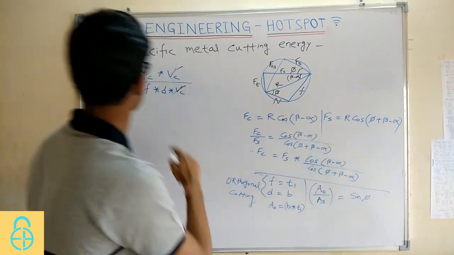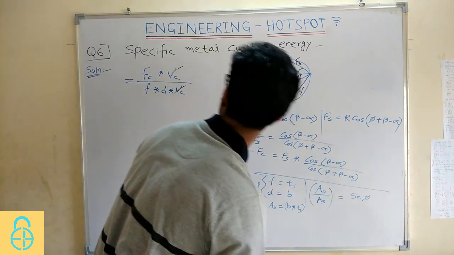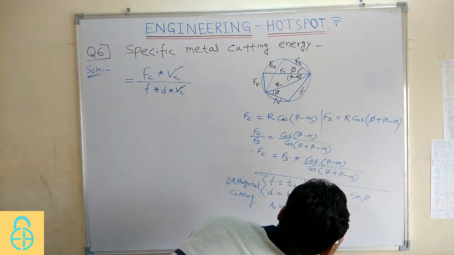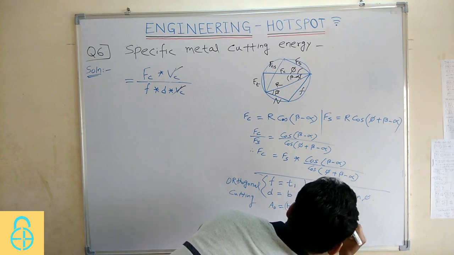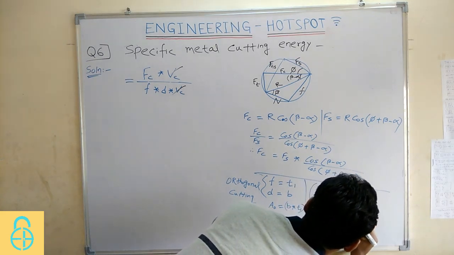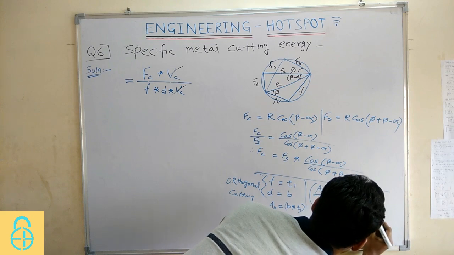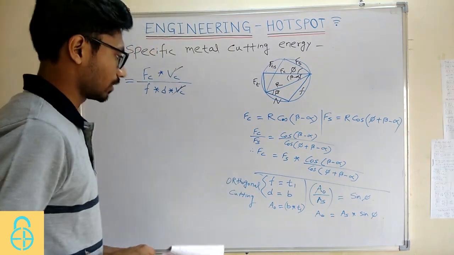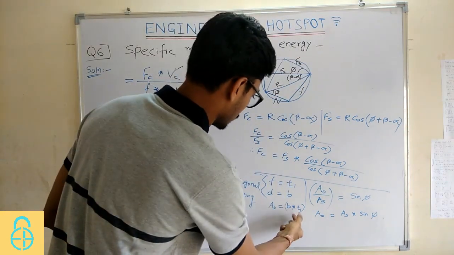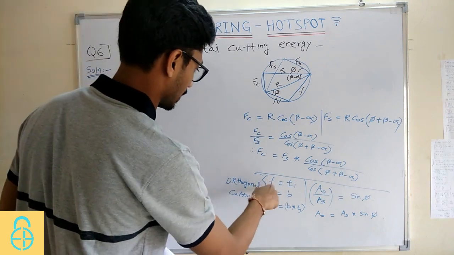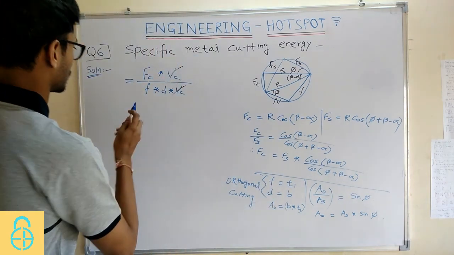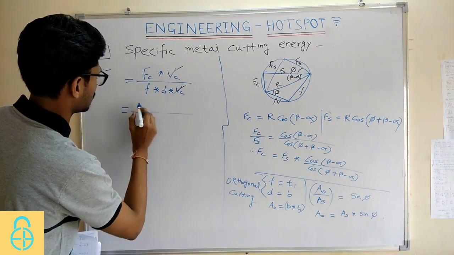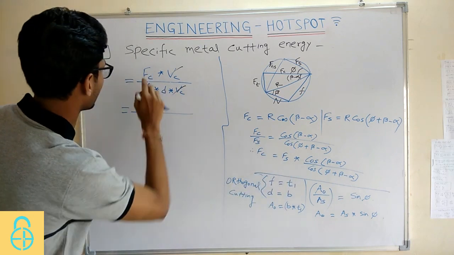A naught by As is equal to sin phi, where A naught is equal to B into T1. So you can substitute, A naught is equals to As into sin phi. Okay. Now, we know this B into T1 is F into D. Just replace it. This will be, substitute this value here.